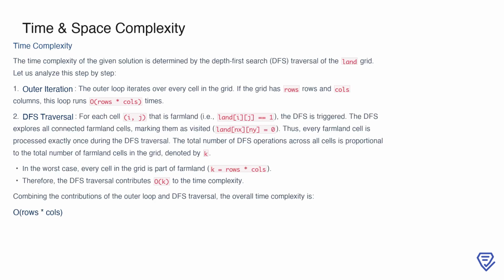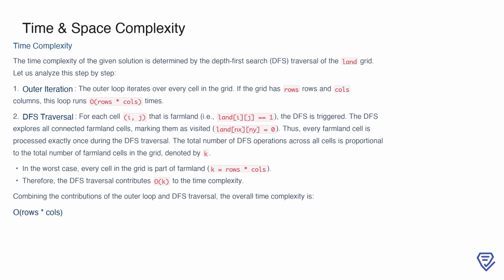The time complexity of our solution is driven by the depth-first search traversal of the grid. Let's break this down step by step. First, we have the outer loop, which iterates over every cell in the grid. If the grid has rows and cols columns, this iteration happens rows*cols times, making it O(rows*cols). Next, for any cell that represents farmland, where land[i][j] equals 1, the DFS is triggered.